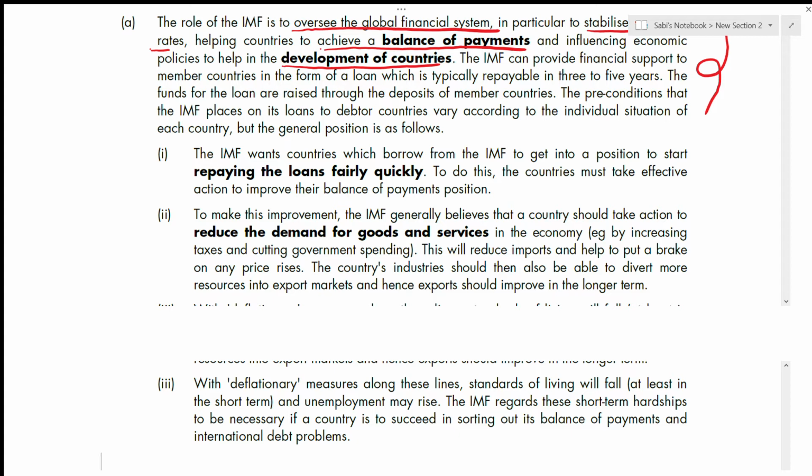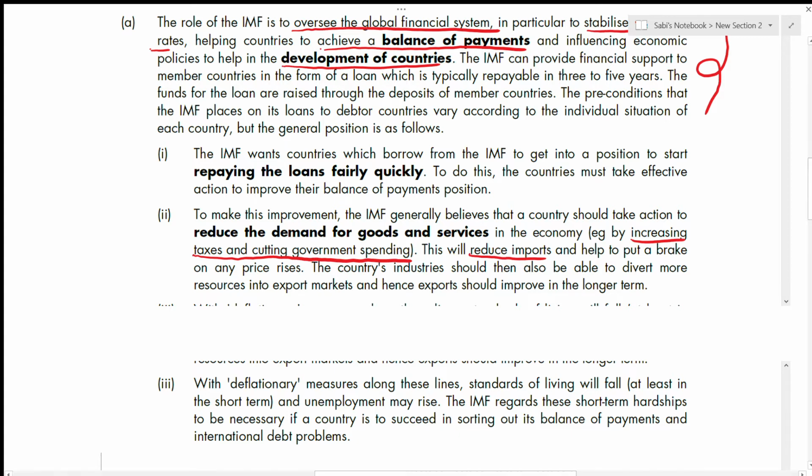Okay, so they should take action to reduce the demand for goods and services in the economy. How are they going to do it? It is given in the bracket: by increasing taxes and cutting government spending. If you increase the tax and you cut the government spending, you can reduce the demand for goods and services. This will reduce imports and help to put a brake on any price rises. This will reduce imports. This is your main aim. Your aim has to be to reduce imports and increase exports. Then only your balance of payment can improve, and then only you can pay the loan to IMF quickly.